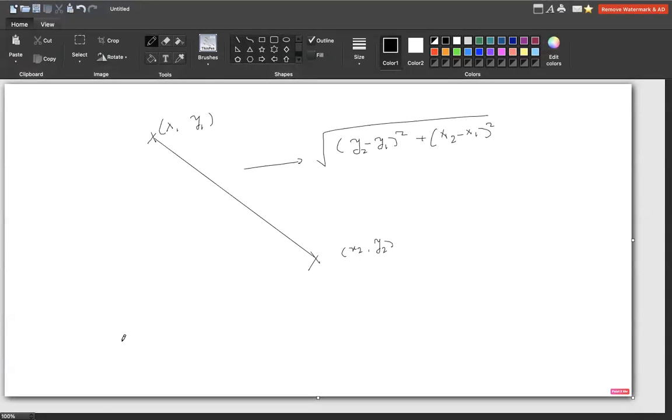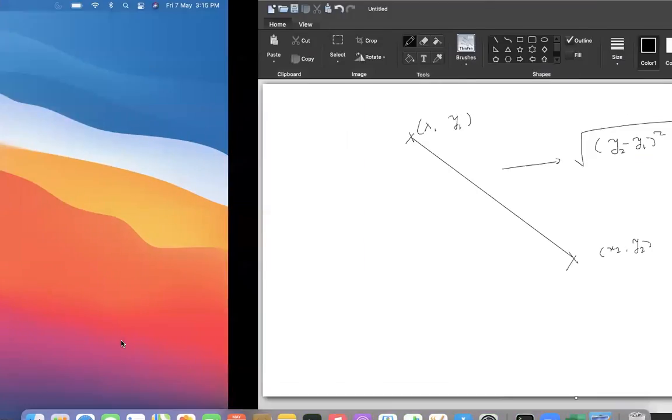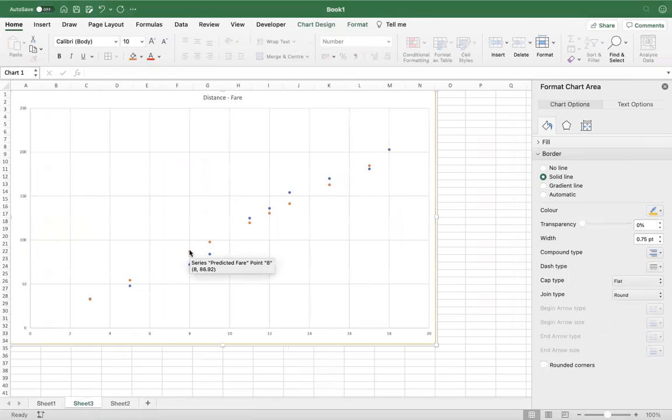Now, in our case, if you see this point, for example, and this point, the moment I hover my mouse on orange, there will be one small tooltip that appears, series predicted fare. Down to that, there are some coordinates. Do you see that? Yes. 8, 86.92. 8 represents our distance. And 86.92 represents the predicted fare.